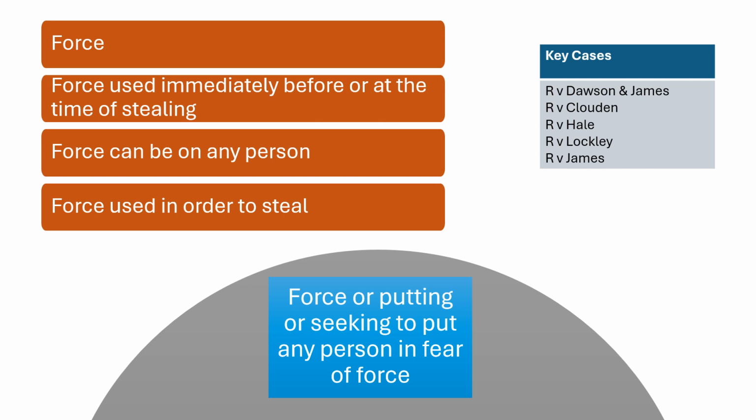Remember that contemporaneity rule for this too. Force can be used on any person, it doesn't need to be the person who is the victim of the theft. And of course, force must be used in order to steal. Now that just means it can't be, for example, a separate assault and battery and then a theft afterwards if it's opportunistic. So look to the key case of Dawson and James, Clouden, Hale, Lockley and James to establish these rules.